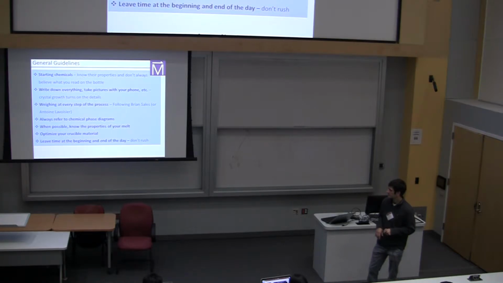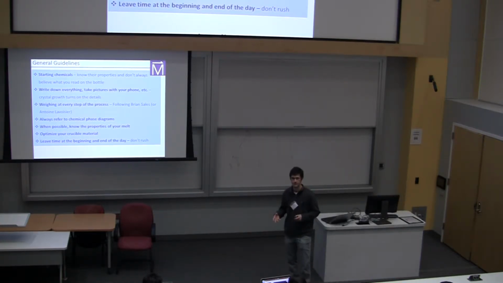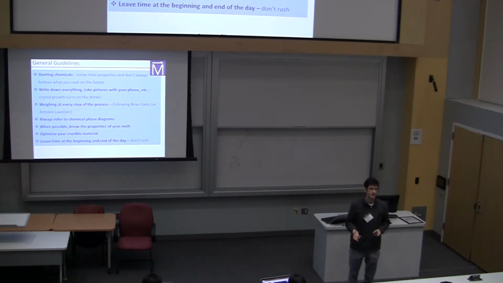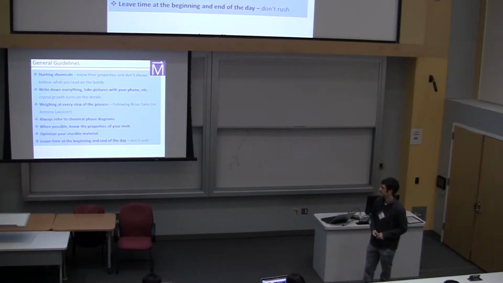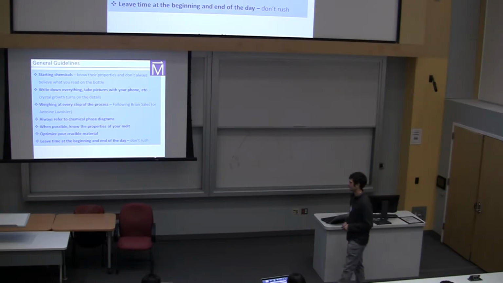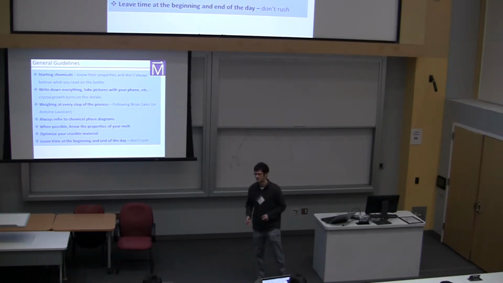It's useful to optimize your crucible material. This is sort of directed towards bulk synthesis. I think a lot of people have encountered aluminum oxide crucibles, but there's a whole zoo of other types out there, and I'll come back to that a little bit later. And then this is really important. I know you know this, but it's still a great way to make a mistake. Leave time at the beginning and the end of the day, and really don't rush yourself, right?